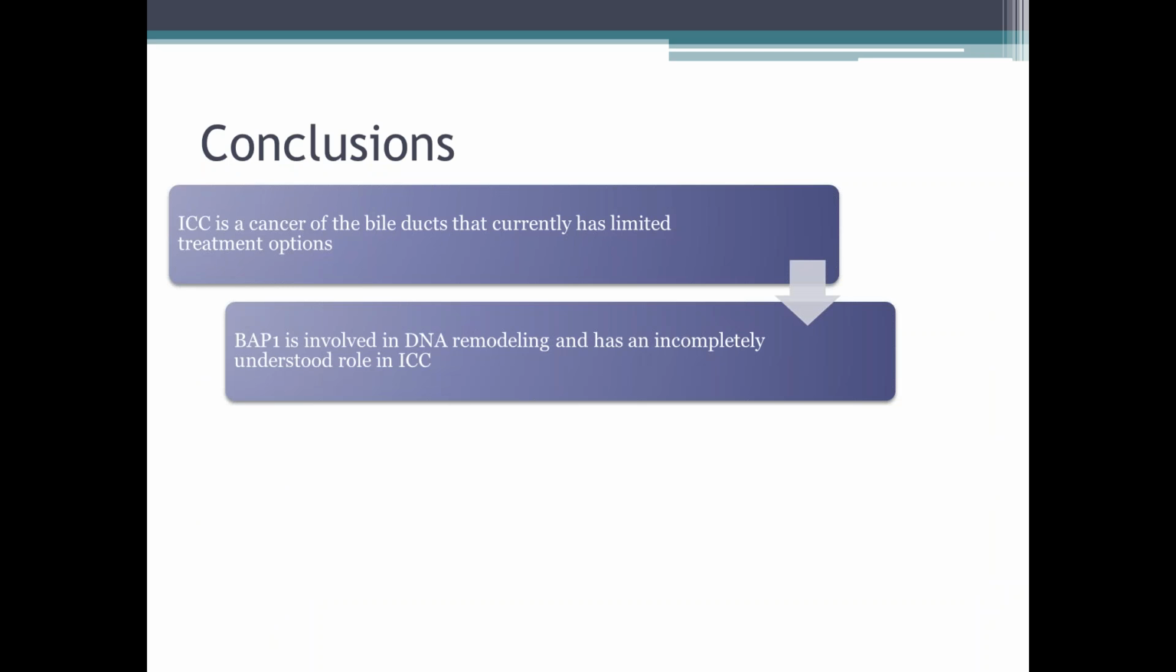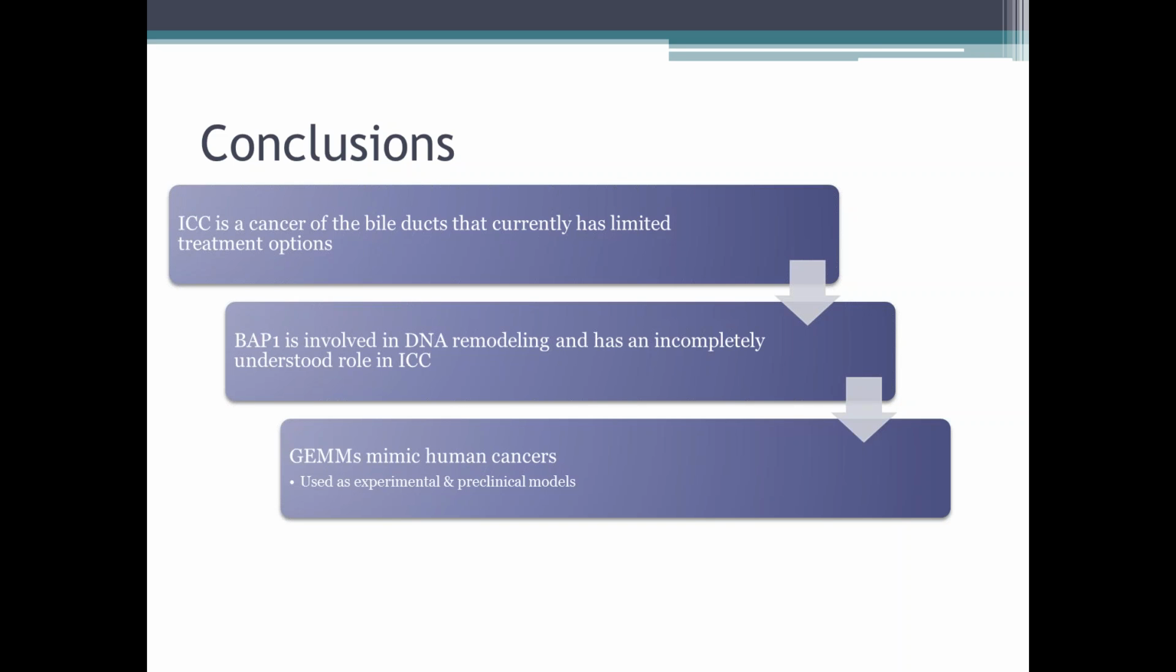And some conclusions. So IHCCA is a cancer of the bile tract. Currently there are limited treatment options because it often presents at a more advanced stage. We know that BAP1 is involved in IHCC, and that it's involved in DNA remodeling and downstream pathways, but its exact role in intrahepatic cholangiocarcinoma is not fully understood.